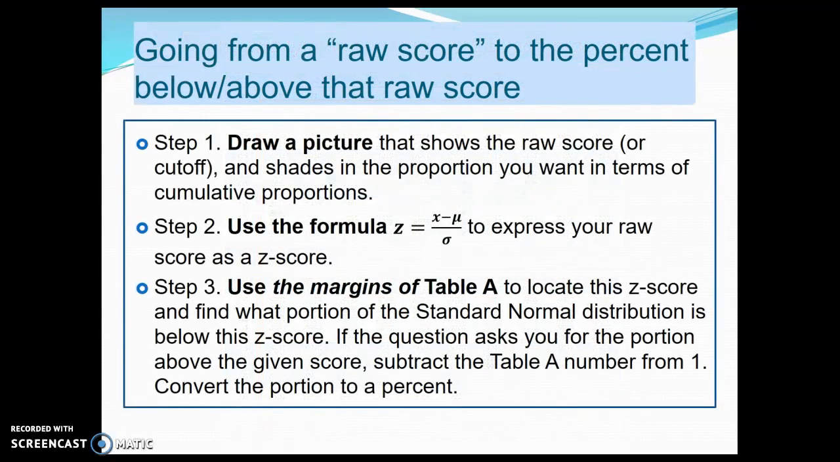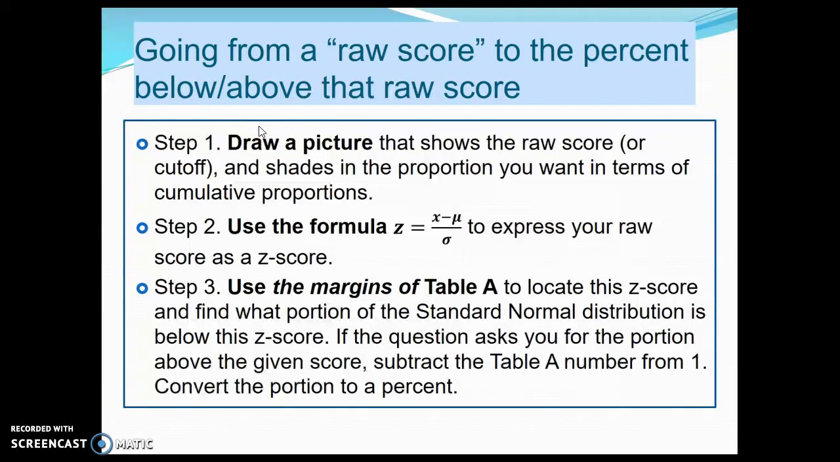So the first type would be going from some kind of raw score to the percent below or above that raw score. The raw score might be ACT test points, or it might be height in inches, or it could be number of countries visited, or it could be even a percent. It could be percent of women in the workforce. That raw score could be many different things, but essentially you're asking whatever that raw score is, we want the percent of the distribution that's either below or above that given raw score.